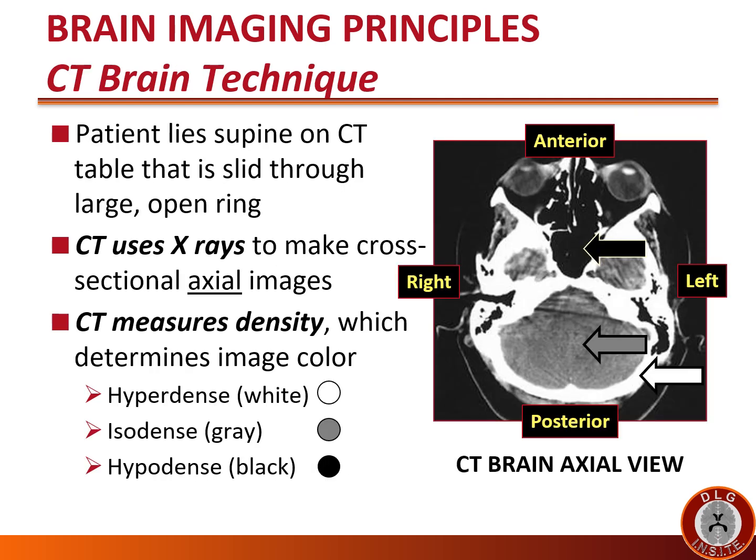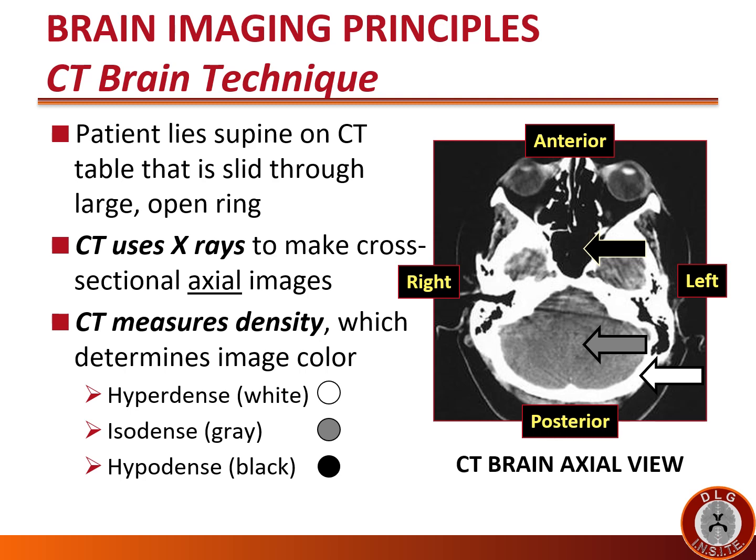Now let's review CT brain technique. When performing a CT scan, the patient lies supine on the CT table that is slid through a large open ring, and thus claustrophobia is not usually a problem for patients during CT scans. CT uses X-rays to make cross-sectional axial images, and CT measures density.